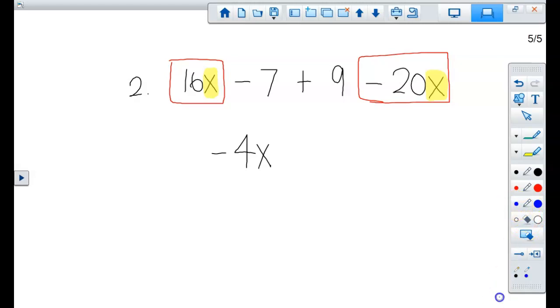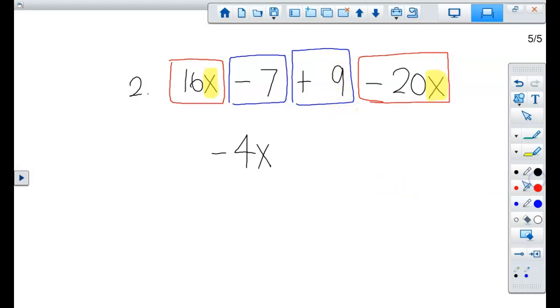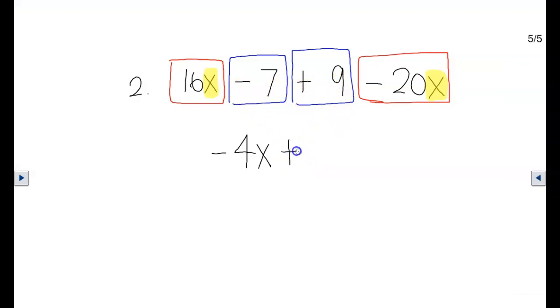Now, let's change colors. And let's go to the next term in line. The next term in line is a negative 7. He doesn't have a variable part. So look at the only term that's left. He doesn't have a variable part either. So what that means is these two guys are like terms. Now I want you to notice again that I have kept the negative with the 7. I've kept the positive with the 9. Those signs belong to them. Okay? So to combine these, let's do what it says. It says to do a negative 7 plus 9. And if I do a negative 7 plus 9, I get a positive 2. So I'm going to put plus 2.